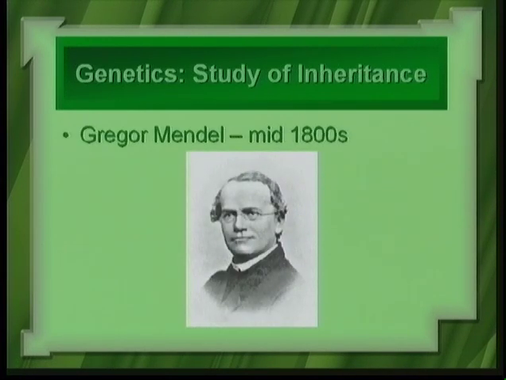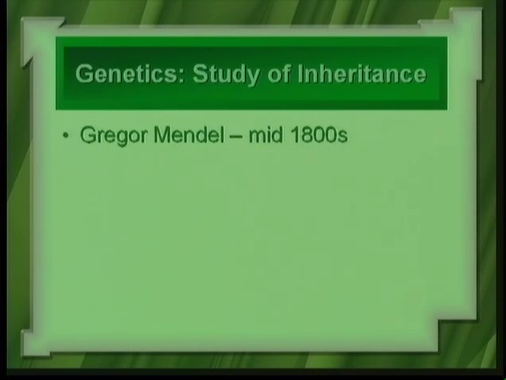Now, the person who is known as the father of genetics, his name was Gregor Mendel. Okay? He did his work in the 1800s. Very, very smart man. Very brilliant. Okay? And he's what we call the father of genetics, which is kind of interesting because he was actually an abbot. You know, he was a religious person. He was a monk and a priest.